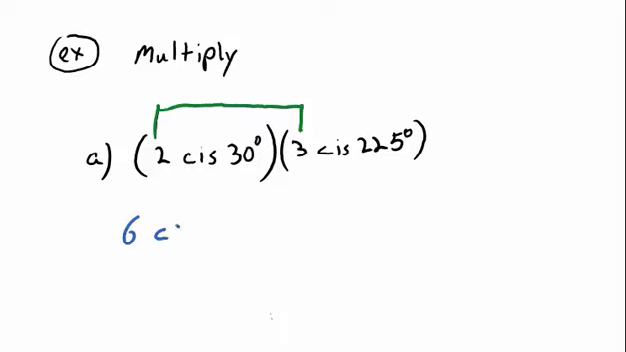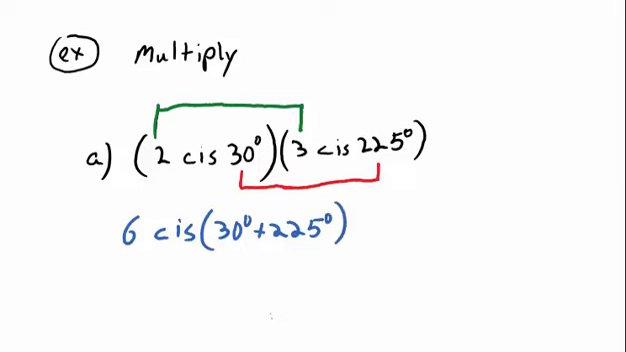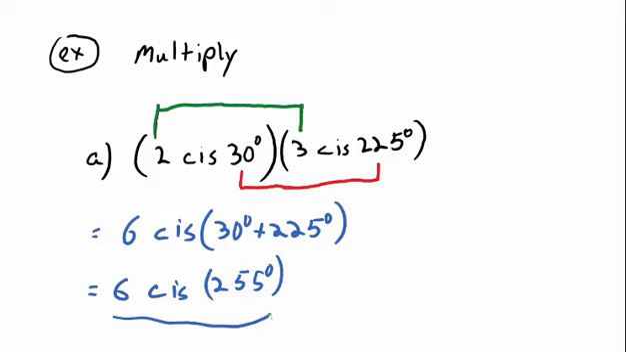And then take cis of the sum of the two angles. That's what the formula says. So I'll go ahead and write out that sum. So 30 plus 225. And that's what? 6 cis 255. That's it. As long as you're leaving it in trig form, right?